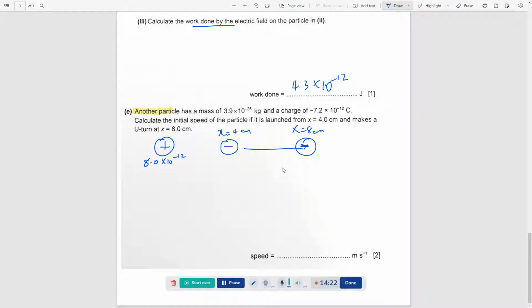This will happen because there's an attractive force towards the positive. So here we need to find the initial speed, and at the U-turn, v equals 0, because it's at the maximum point. So again, this is going to be a conservation of energy. From x equals 4 cm to 8 cm, there is definitely a loss in KE, equal to the gain in EPE.